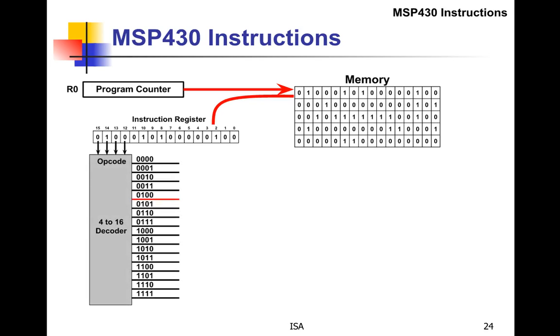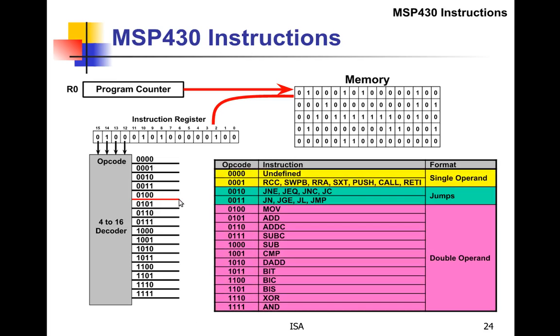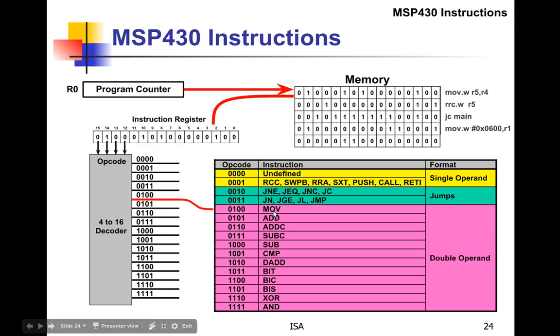So then the first 4 bits are put into a 4 to 16 decoder, and depending on what the number in those 4 bits are, it will execute one of these 16 options. And this time we got 0100, so it's going to execute this option right here, which if you look at 0100, it's a move. So we're going to move something.